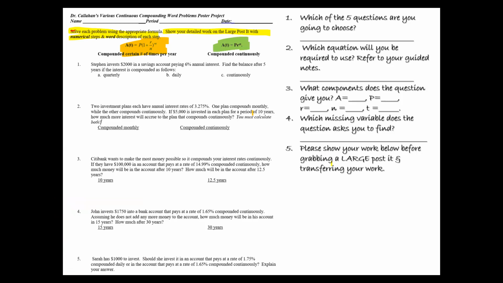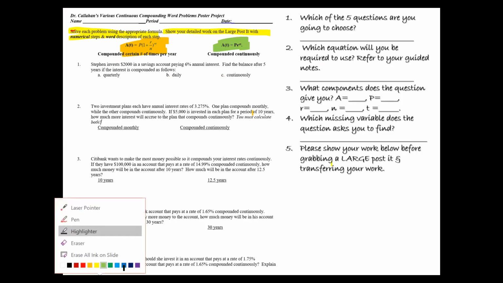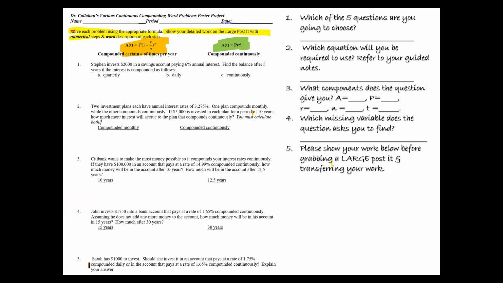So you have to pick a question. Ask yourself, which formula are you going to use? And answer the following questions. Which of the 5 questions are you going to choose? Which equation will you require? What components of the question give you A, P, R, and T? Which missing variable does the question ask you to find? You're going to show this on a large poster, which I'm going to give to you. But if you're at home, you can just do it on a separate piece of paper.